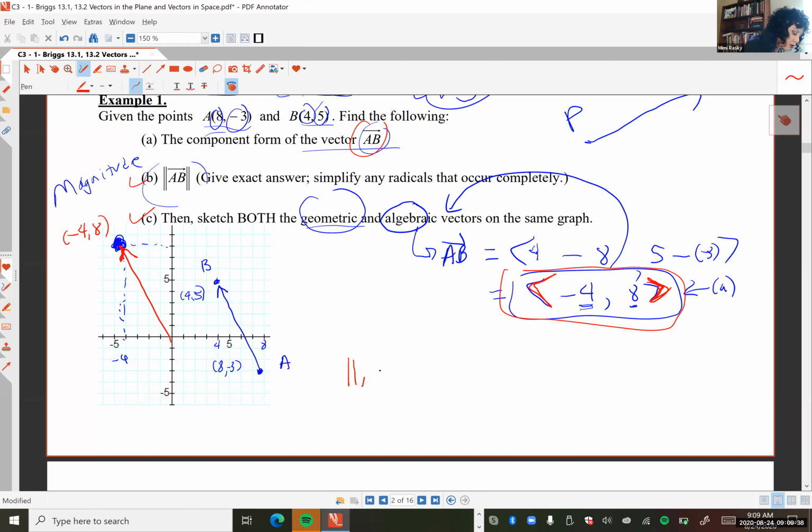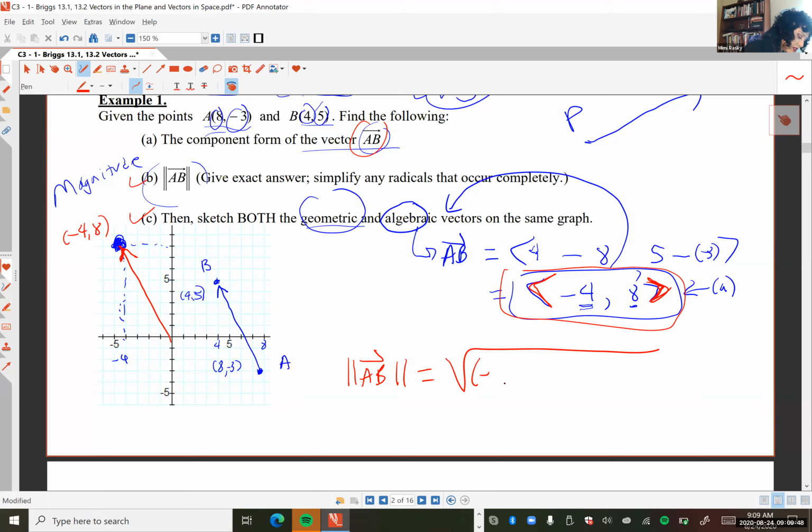So the magnitude, which I like to denote with double bars, is simply, using the formula above, the square root of the sum of the squares of the components of this vector, where the components, which we got when we got the component form, are -4 and 8. And then do a little bit of arithmetic here. -4 squared is 16, and 8 squared is 64, and then you're going to take the square root of that sum, and I get the square root of 80.